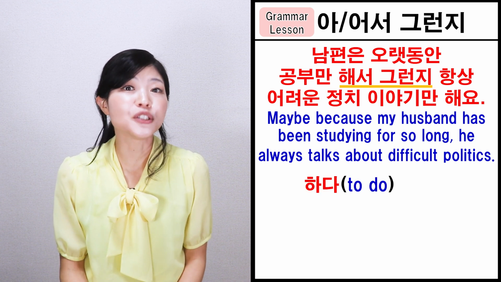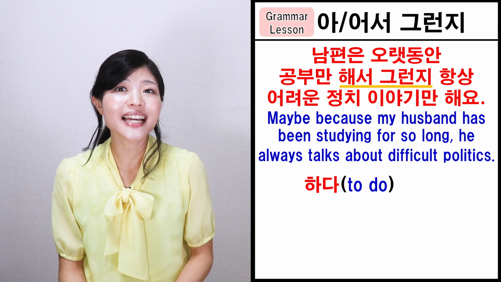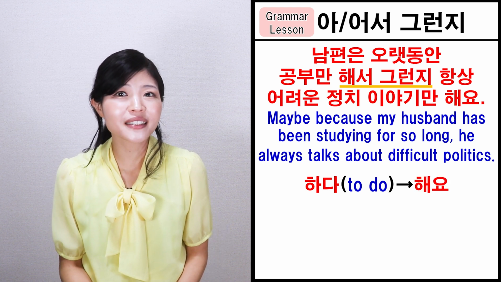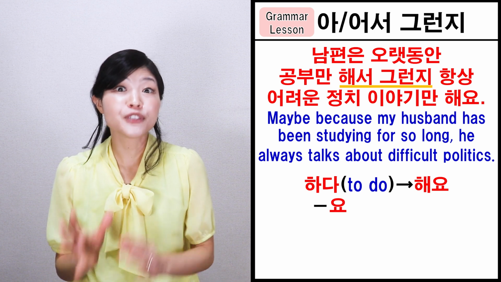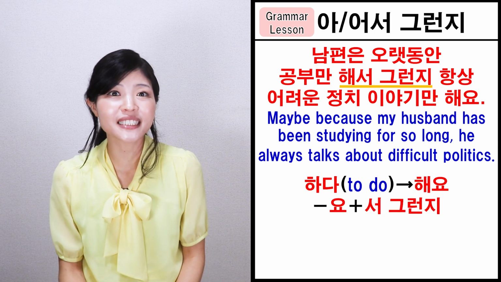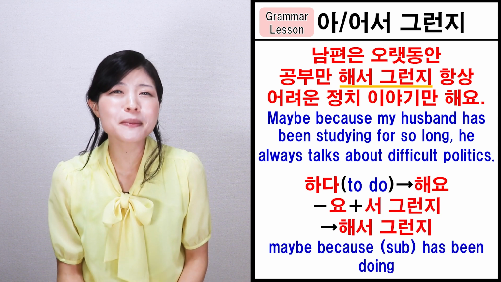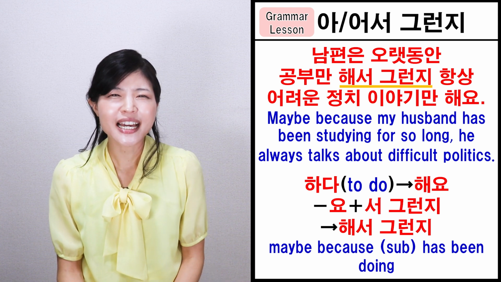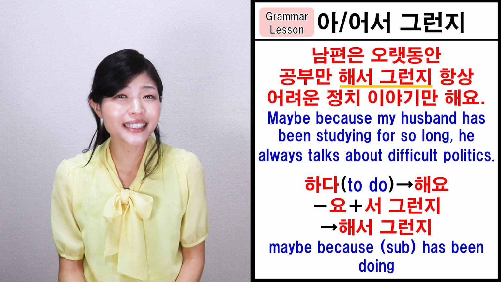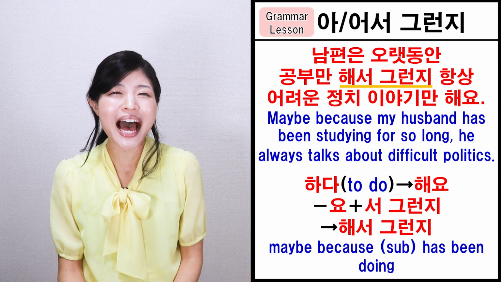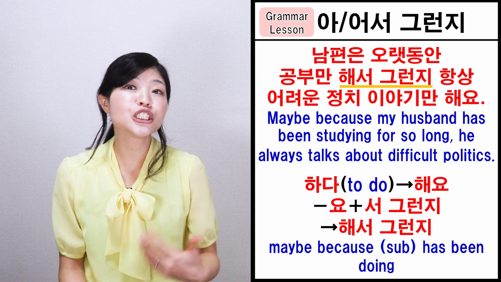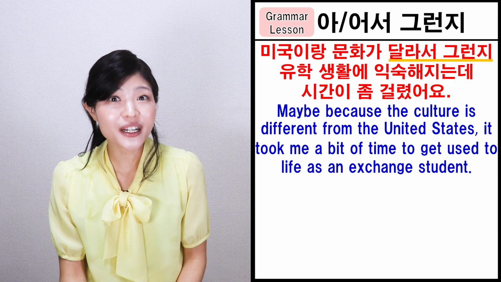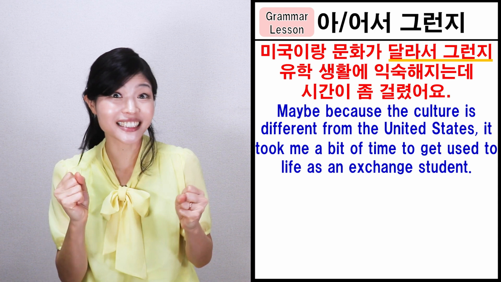Here, 하다 is to do. The yo form of 하다 is 해요, right? I'm sure you all can quickly come up with this. You remove yo and attach 서 그런지 to make 해서 그런지, maybe because subject has been doing. You can feel that she's guessing. My husband is studying all the time, so maybe this is what happened to him. That's why she's using 해서 그런지. Do you get it?